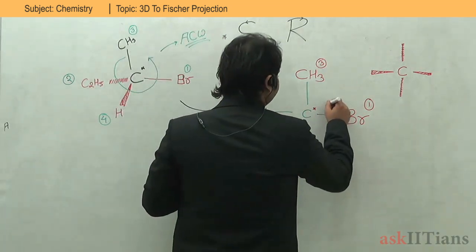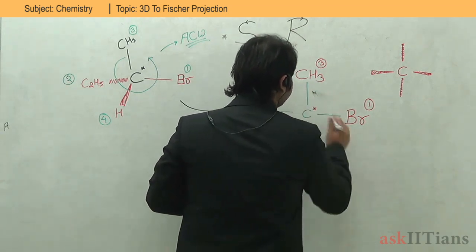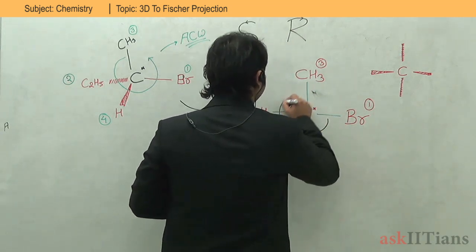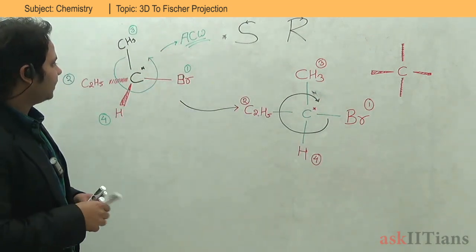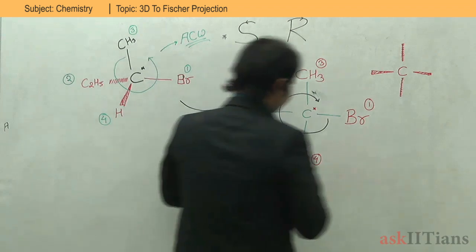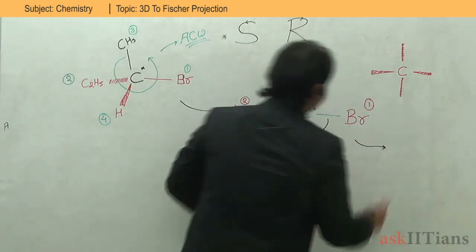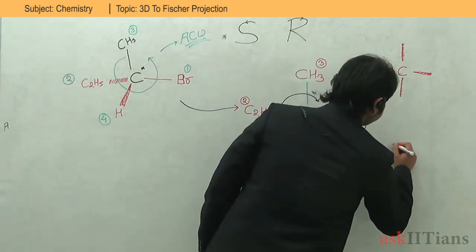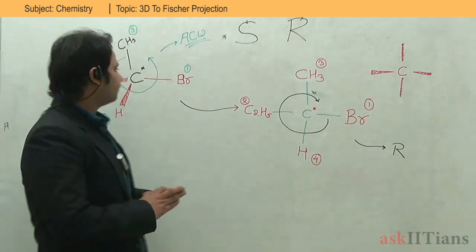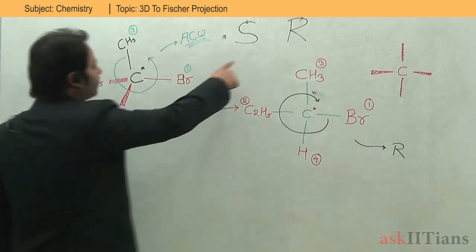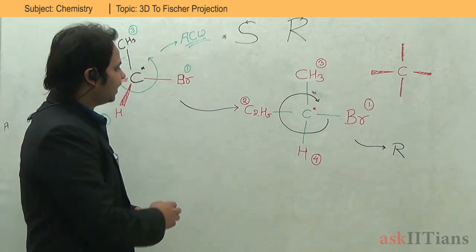Let's take a rotation from 1. Here I am having 3 over here. First I meet 3, so I have to take the rotation on this side, right? And if you take the rotation on this side, what I get is basically R, right? So this Fischer projection gives me R. So we need to take care of this, because in the 3D I am having the S configuration, but when we write the Fischer projection, I am getting R.